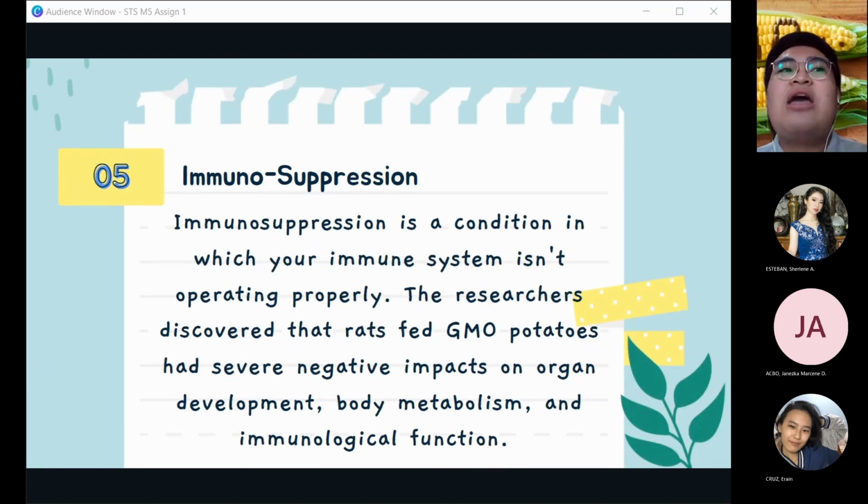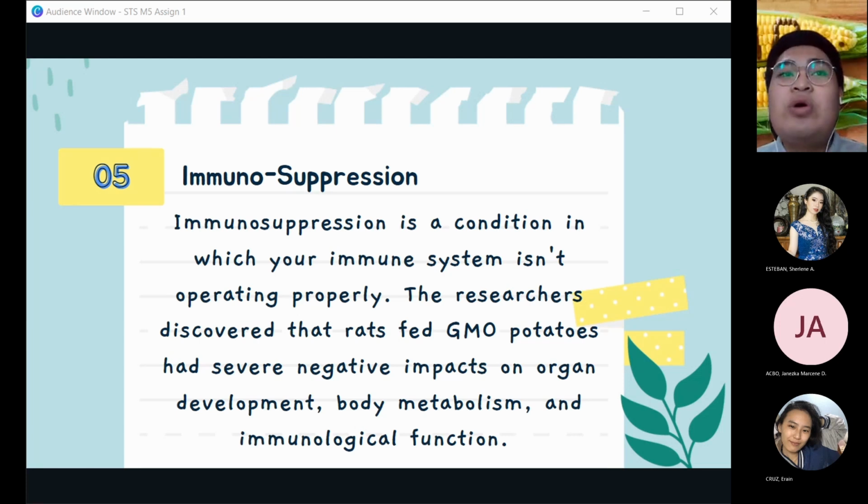And lastly, immunosuppression. Immunosuppression is a condition in which your immune system isn't responding or operating properly. The Lancet, a prestigious British medical publication, just published an important research done by Dr. Arpad Pusztai and Stanley Ewen, which the Scottish government ran.